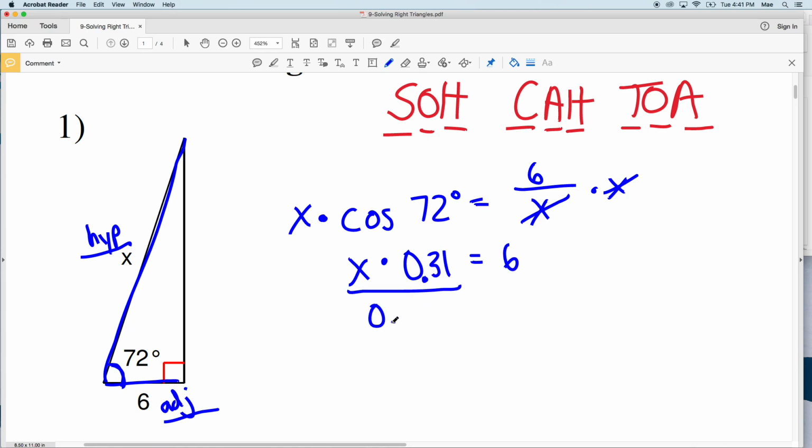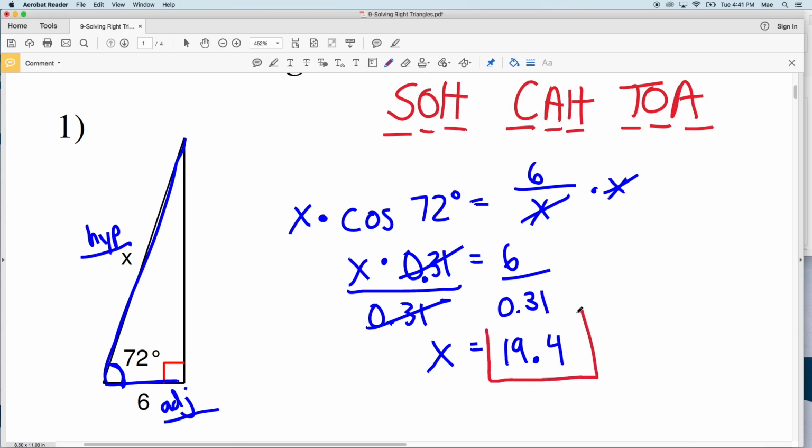And when I divide by 0.31, or 31 hundredths, I'll get x all by itself, and 6 divided by 0.31 is 19.35, which we can round up to 19.4. So 19.4 is the side length of our hypotenuse in number 1.